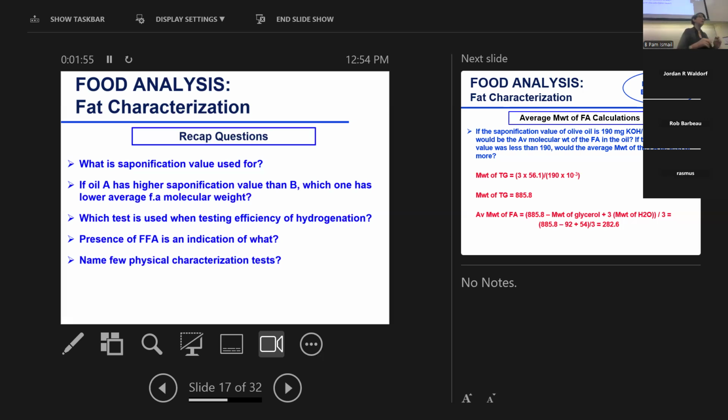Yes. The saponification value unit is milligrams of KOH that saponifies 1 gram of fat or oil. Okay. So now, if oil A has higher saponification value than oil B, which one has lower average fatty acid molecular weight? So think about it.